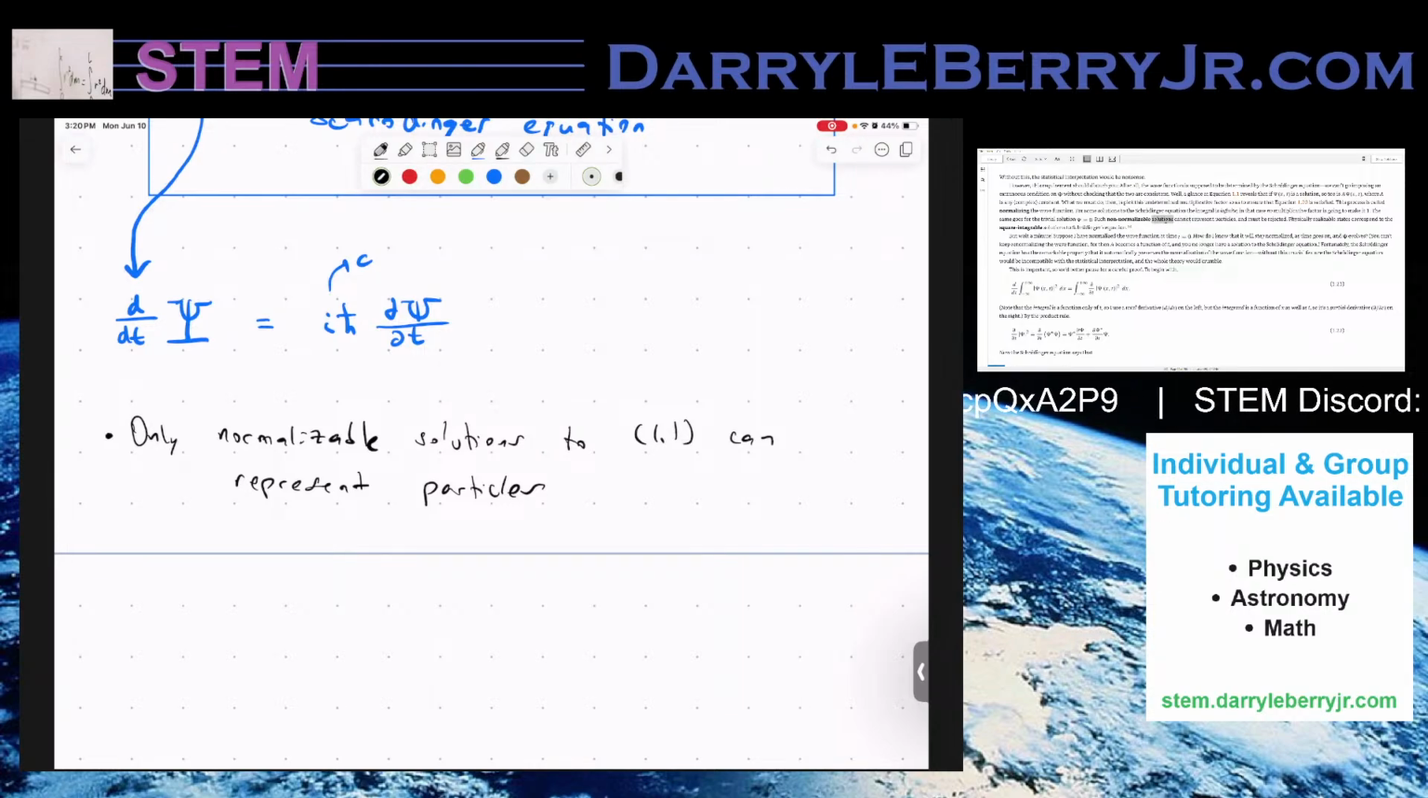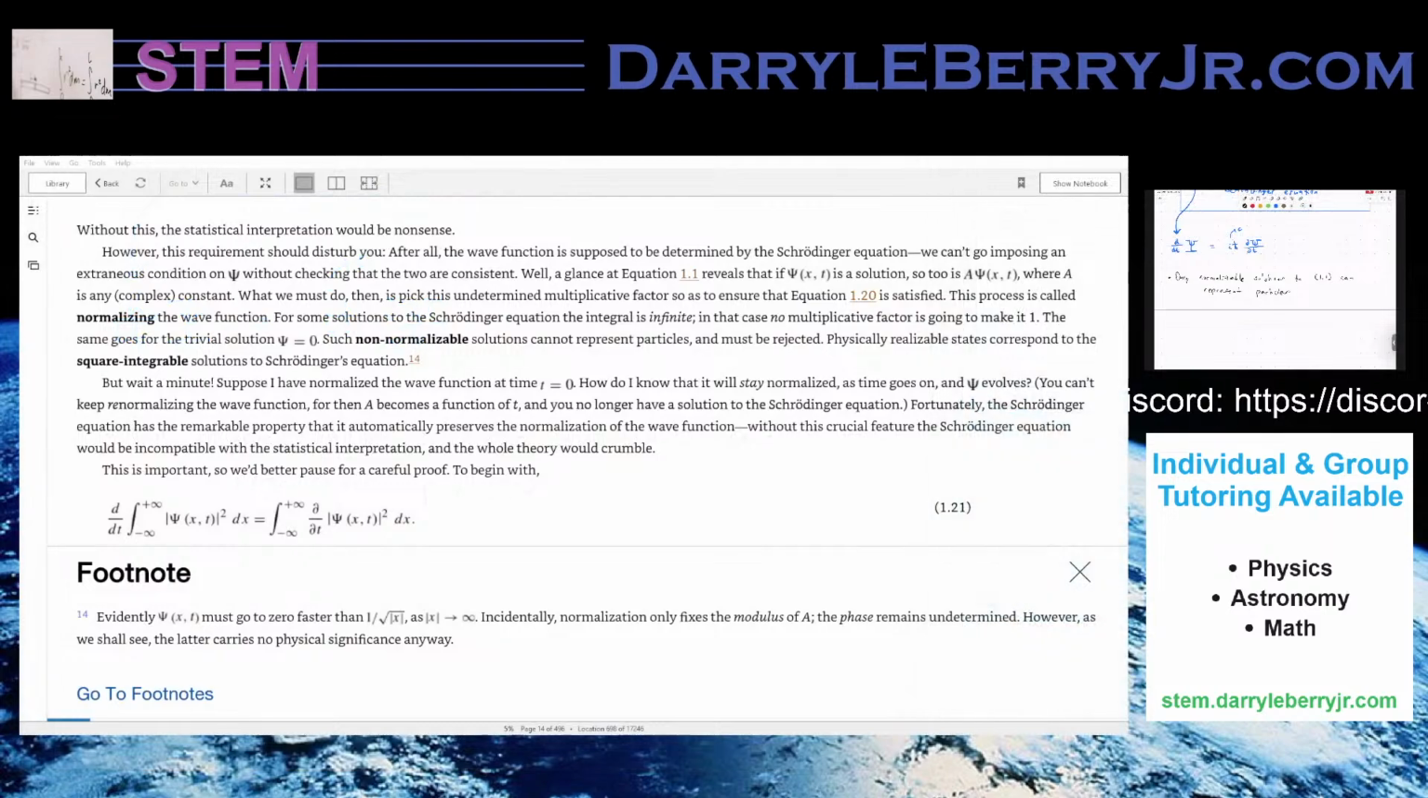So sometimes this thing wants to highlight rather than actually click the link. There we go. Evidently, psi of x and t must go to 0 faster than 1 over the square root of the absolute value of x as the absolute value of x approaches infinity. Incidentally, and I'm reading the footnote here, normalization only fixes the modulus of A. The phase remains undetermined. However, as we shall see, the latter carries no physical significance anyway. So, I guess we'll see what that's talking about momentarily as we go along.